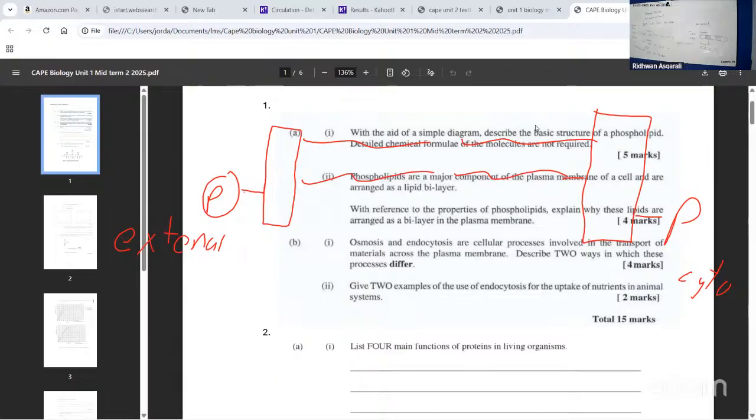So two ways in which endocytosis and osmosis differ. The first way is that endocytosis is an active process, and osmosis would be a passive process, meaning endocytosis requires energy, and osmosis does not. Right? What's the next way in which they differ?